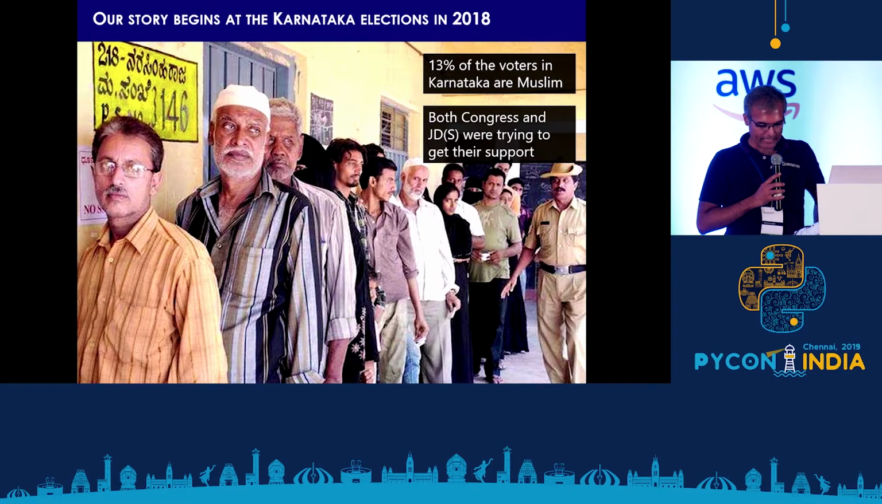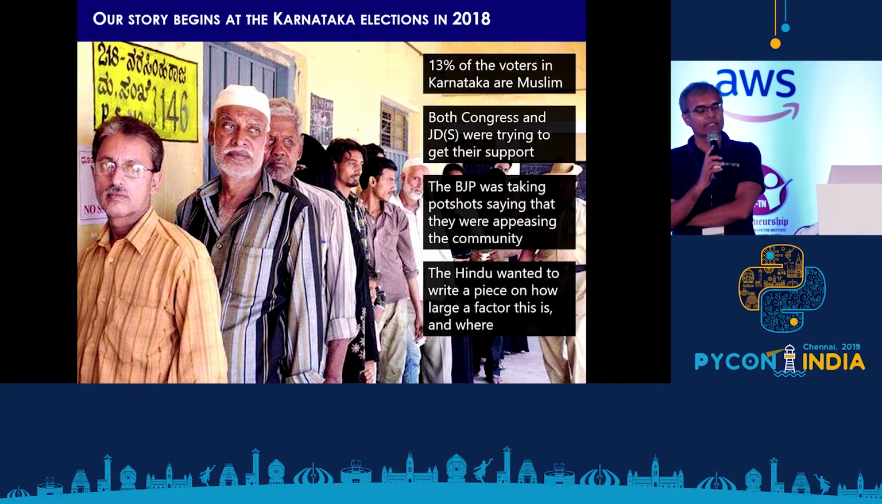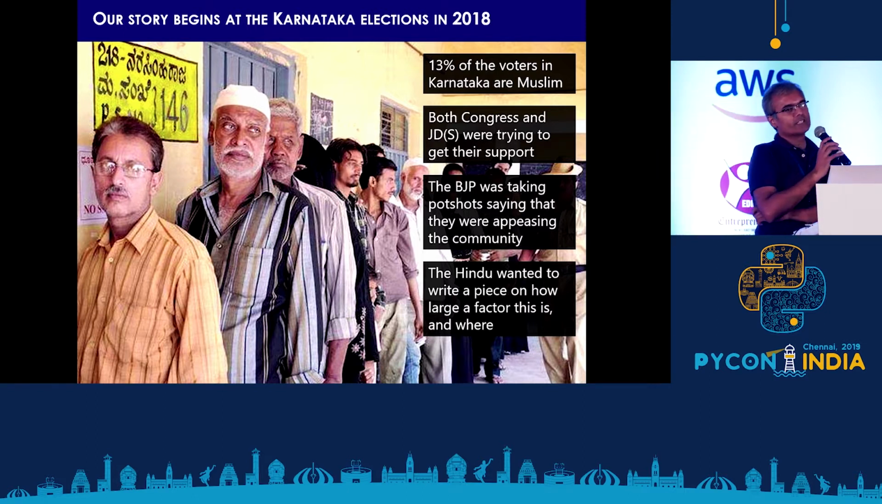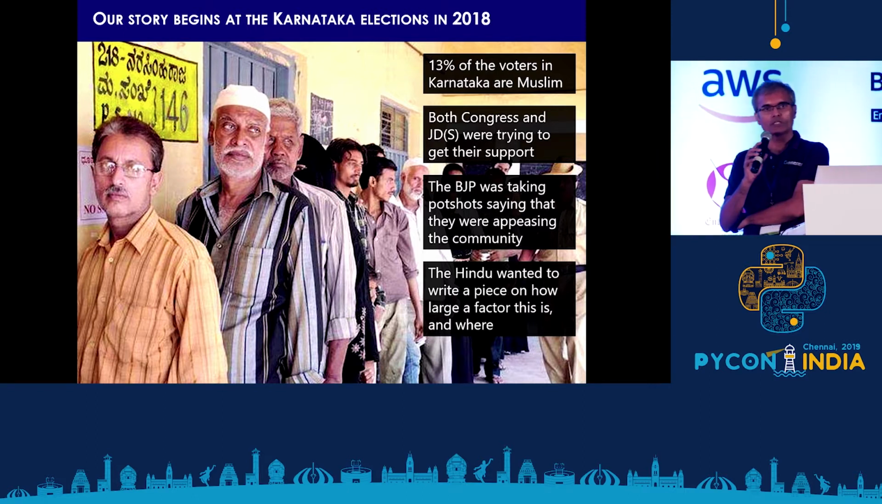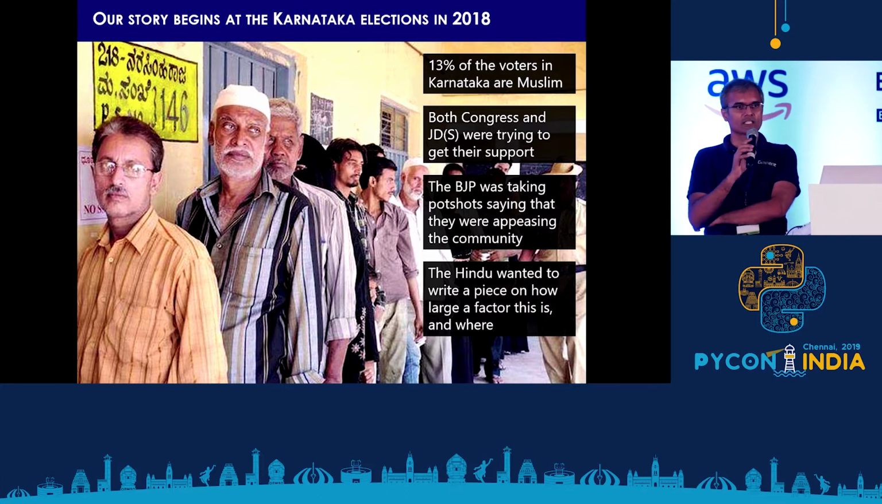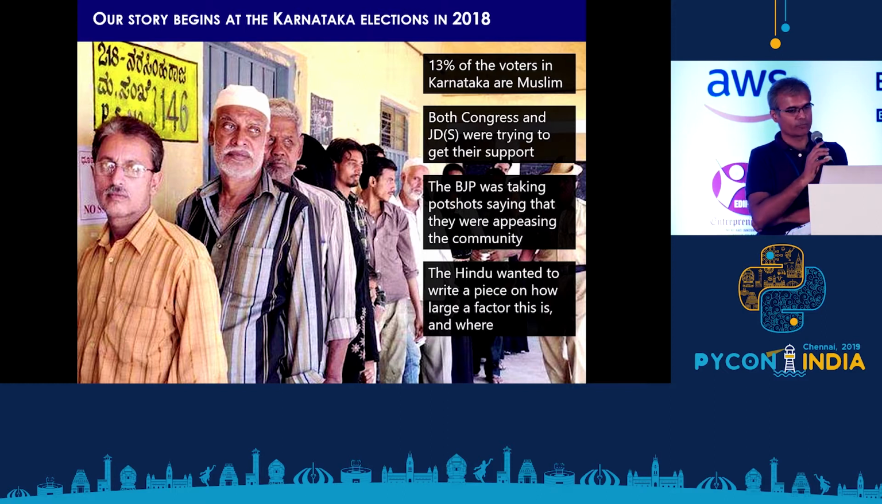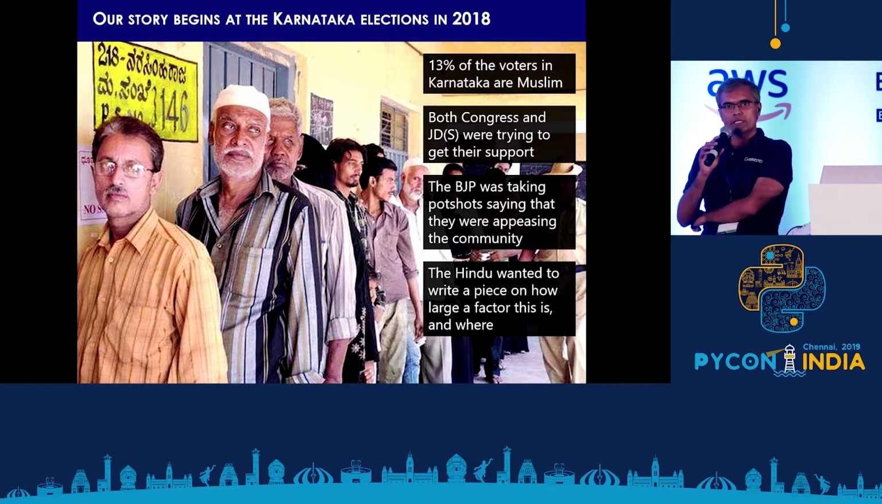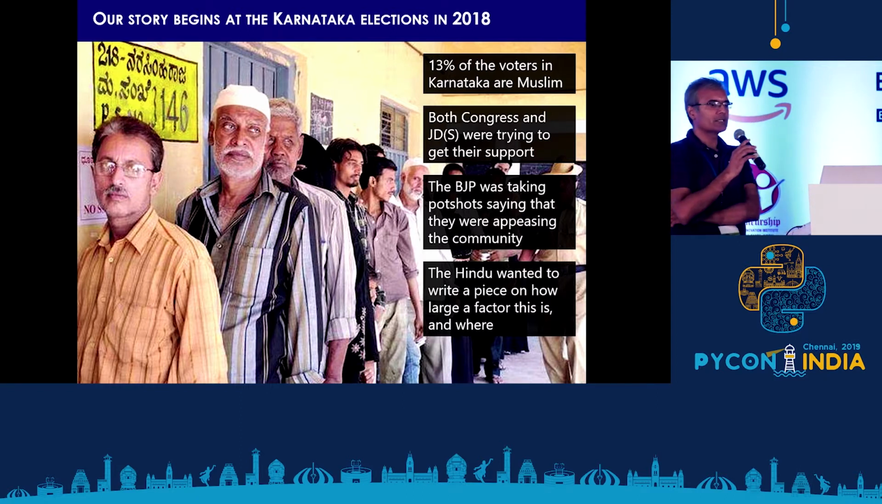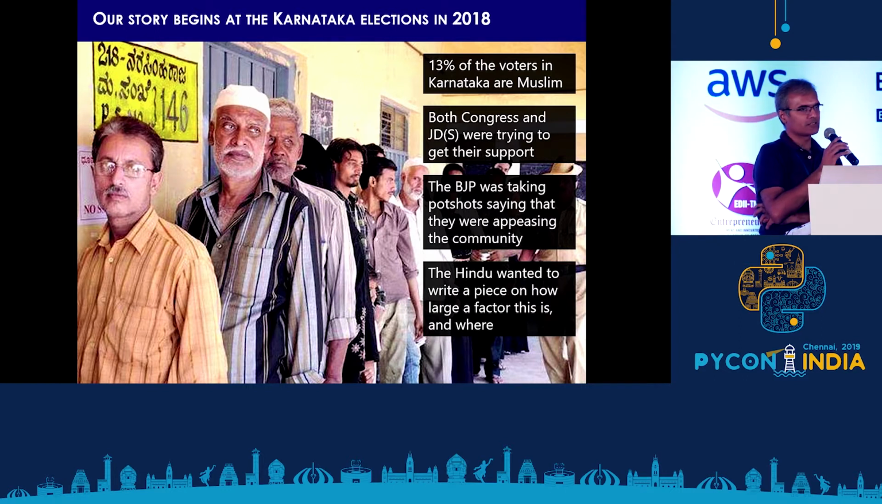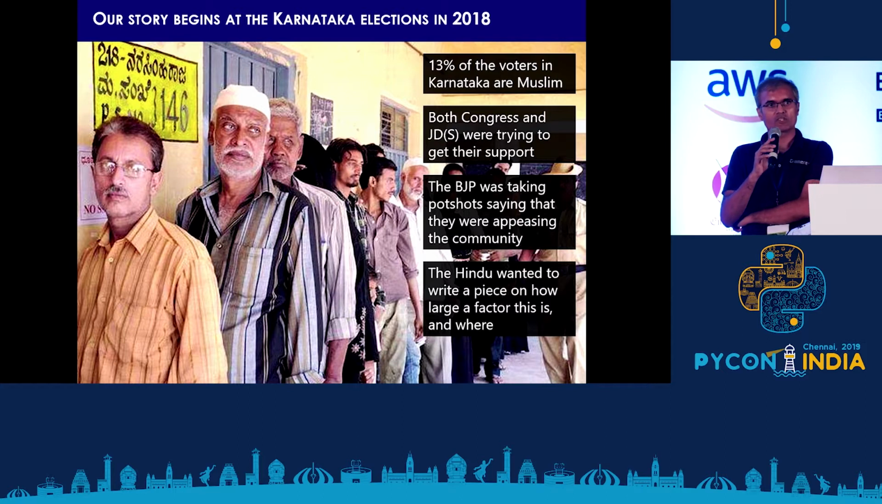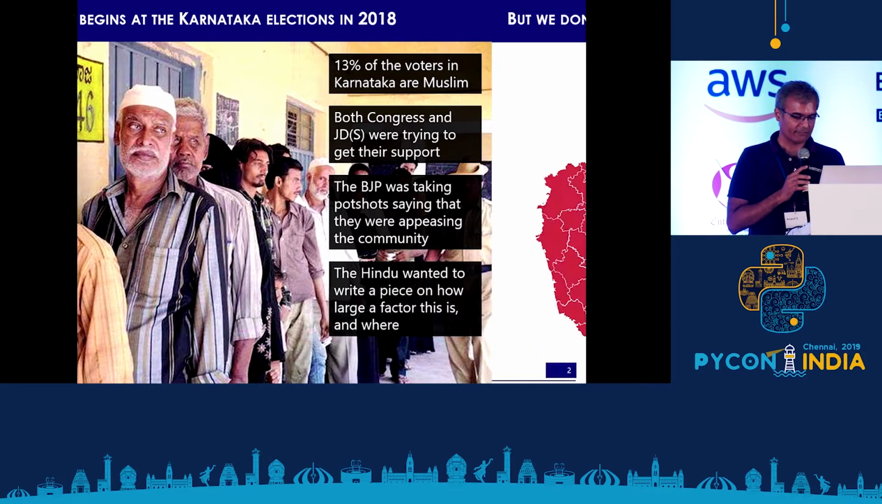Let's dive in. The story begins at the Karnataka elections in 2018. About an eighth of the voters are Muslim, and both the Congress as well as the Janata Dal (JDS) were trying to get their support, while on the other hand, BJP was taking pot shots, saying both of them are just trying to appease the community. The Hindu newspaper wanted to write a piece about how large a factor this is, and where all the Muslim vote is strong. Now, here we have a problem.